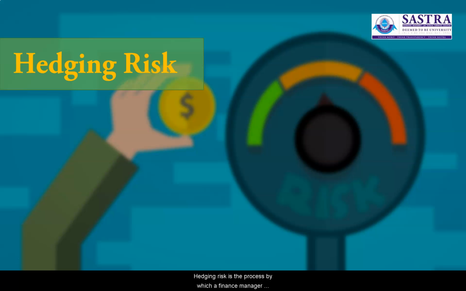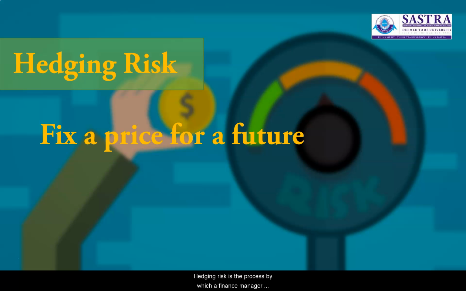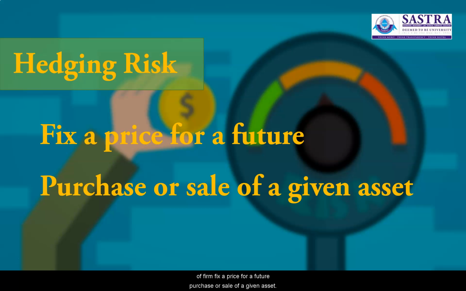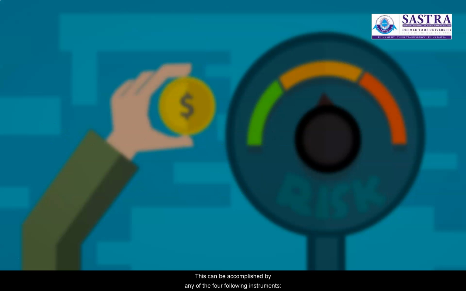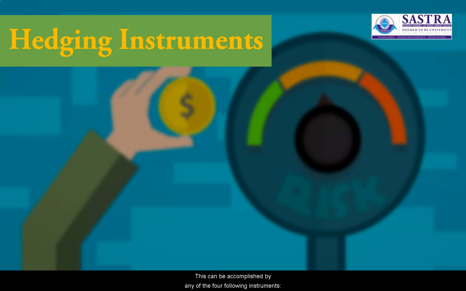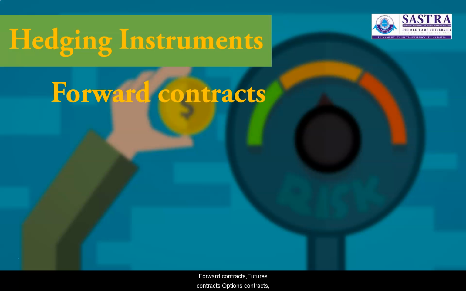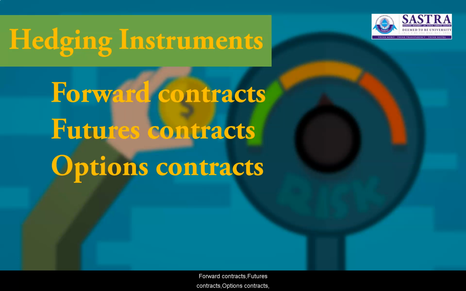Hedging risk is the process by which a finance manager of a firm fixes a price for a future purchase or sale of a given asset. This can be accomplished by any of the four following instruments: forward contracts, future contracts, options contracts, and swap contracts.